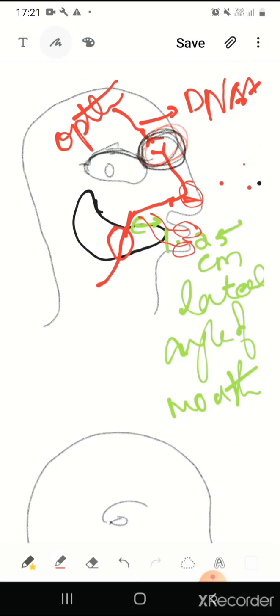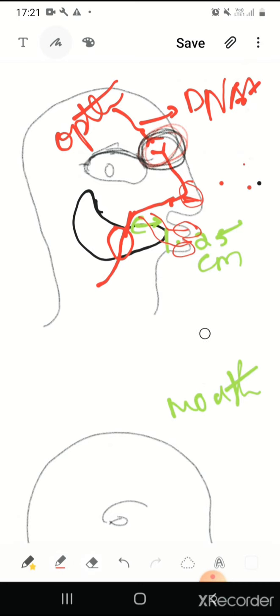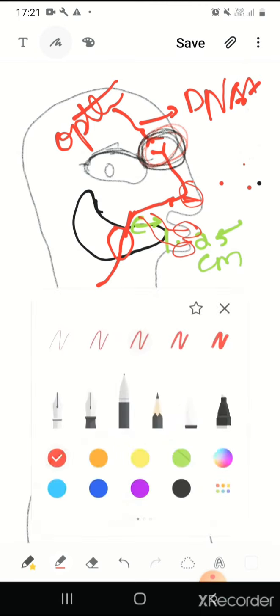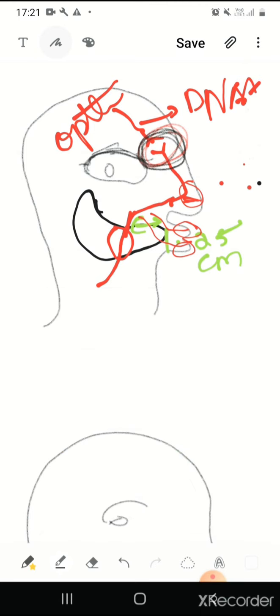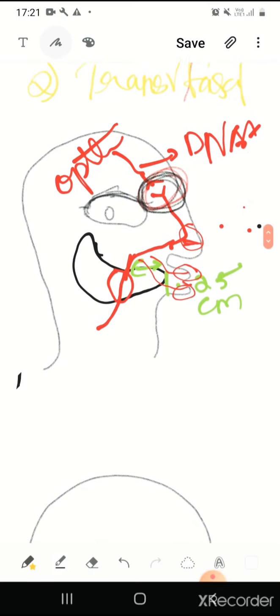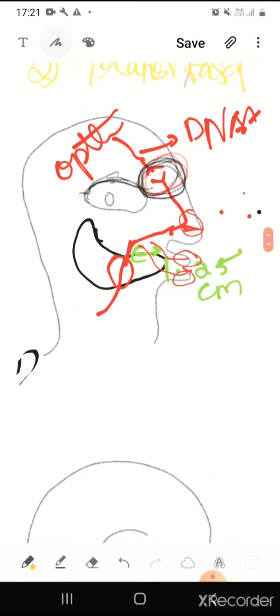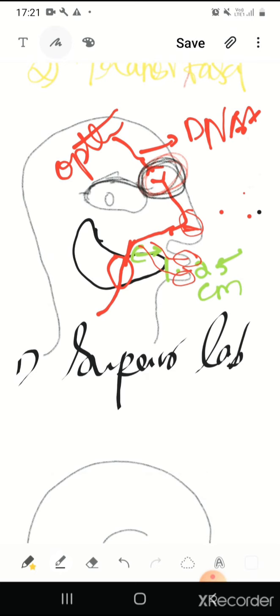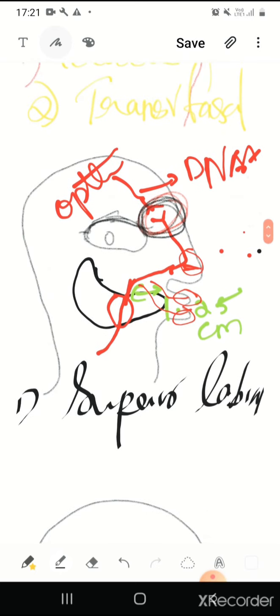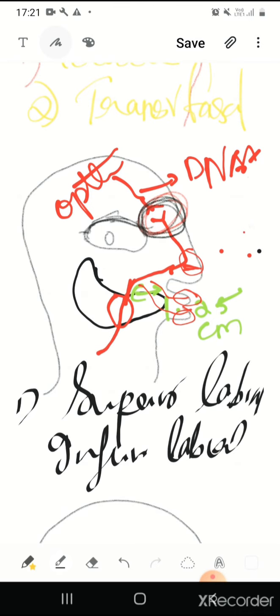Okay, so let's write over here which are the three branches of the facial artery in the face. Just repeat after me, along with me. They are the superior labial, then there is the inferior labial, and the lateral nasal.